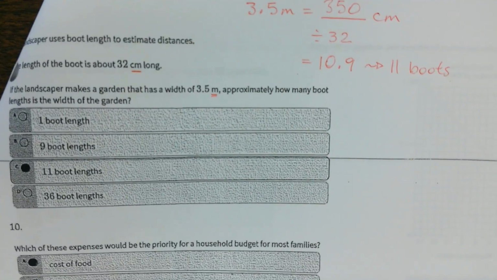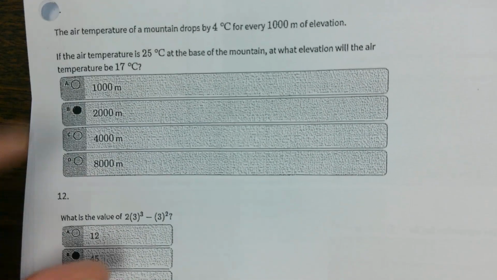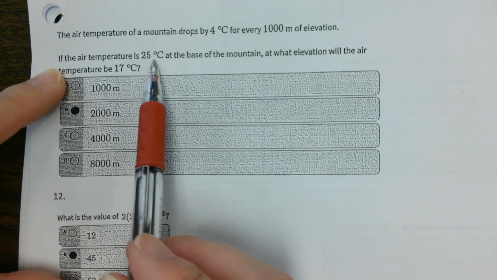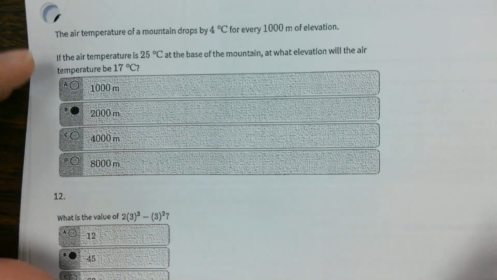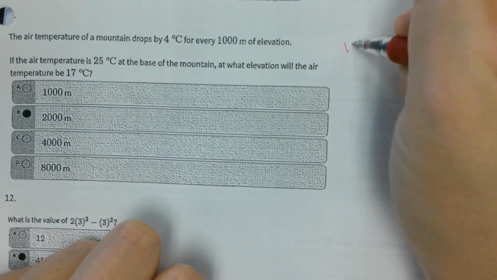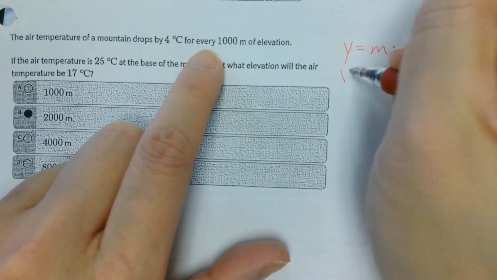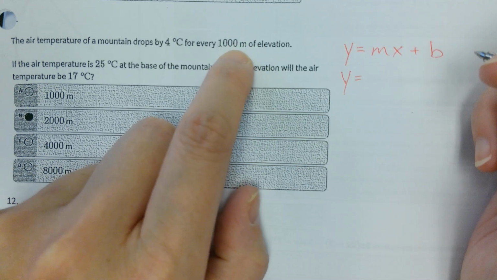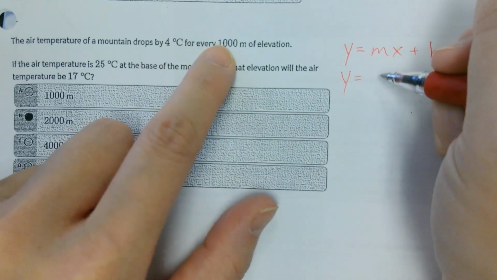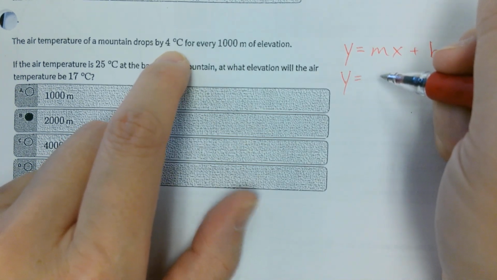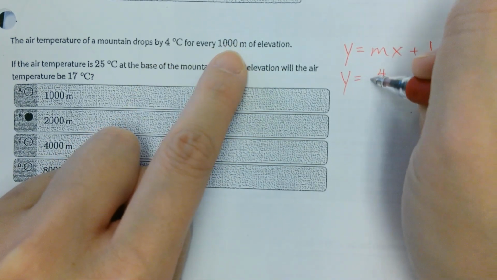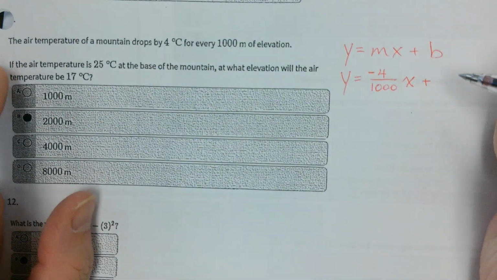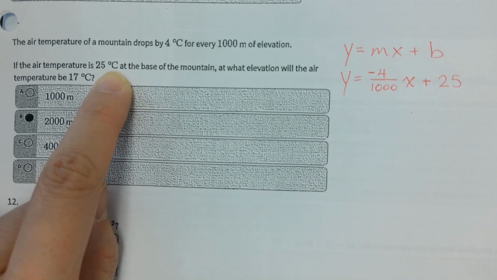Okay. This one right here. The air temperature of a mountain drops by 4 degrees for every 1,000 meters of elevation. If the air temperature is 25 at the base, at what elevation will the air temperature be 17 degrees? Good question. Let's set up our equation. y equals mx plus b. We have all the information right here. Dropping 4 Celsius every 1,000, what would my slope be? Rise over run, so 4 over 1,000, but it's a drop in temperature, so negative. Good job. And what was the ground temperature? 25. So that's my equation of the line.